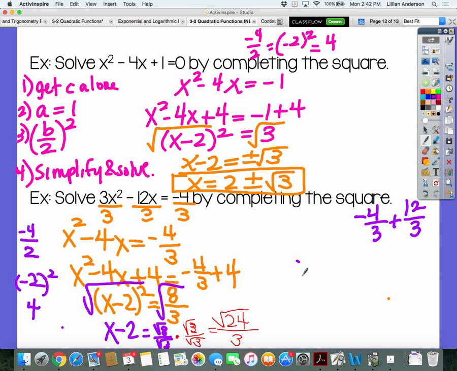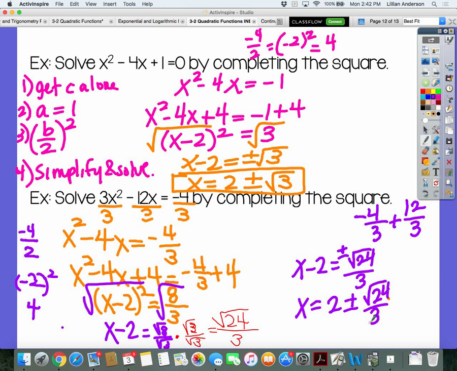So right now we have x minus 2 equals plus or minus, of course, square root of 24 all over 3. You have to add 2. But you're still not simplified just yet.